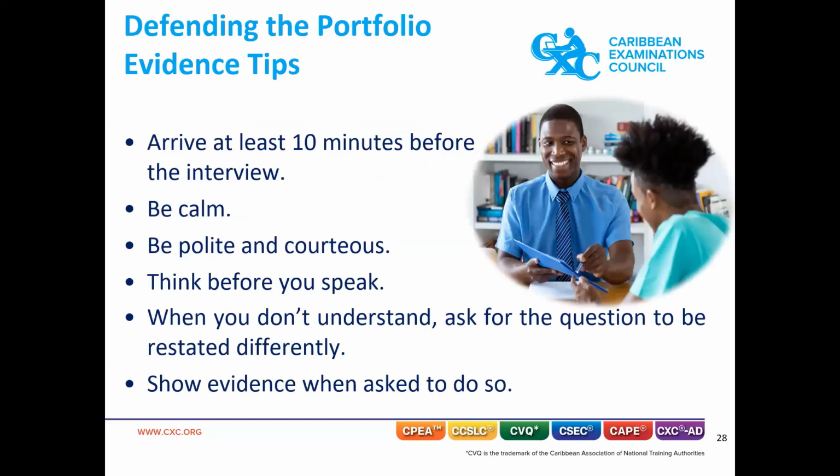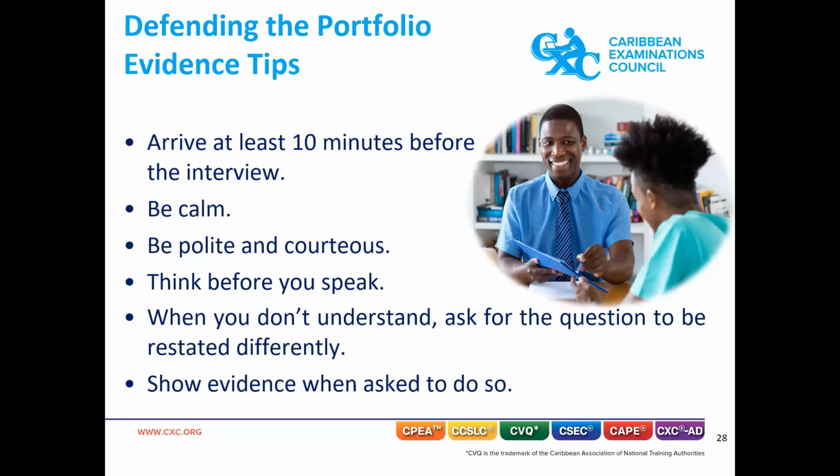Now, defending the portfolio evidence. Here are some tips. Arrive at least 10 minutes before the interview, because I told you the defense is an interview. In this case, you still arrive at least 10 minutes, even in the virtual space, because we will put you in the rooms if we're having a breakout room, or what we call a general plenary, just like how you are now. Be calm.